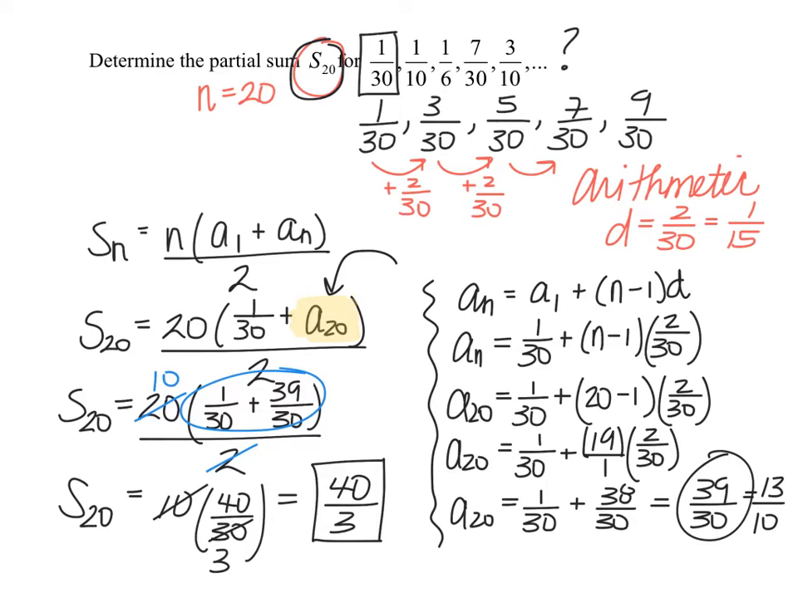If you were to go ahead and do your division, 40 divided by 3 would give you a sum of approximately 13.3 repeating. But I always appreciate an exact answer if we can go ahead and reach one.